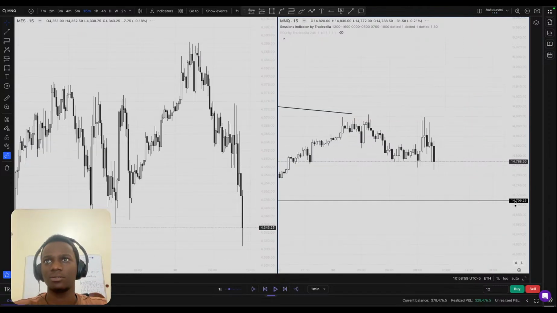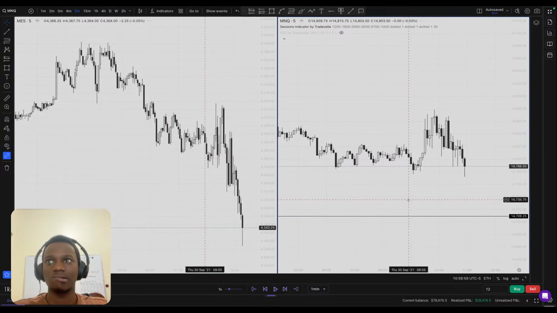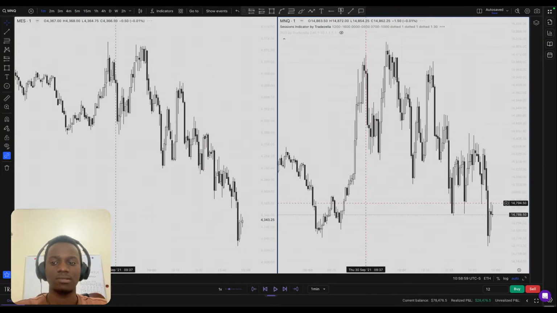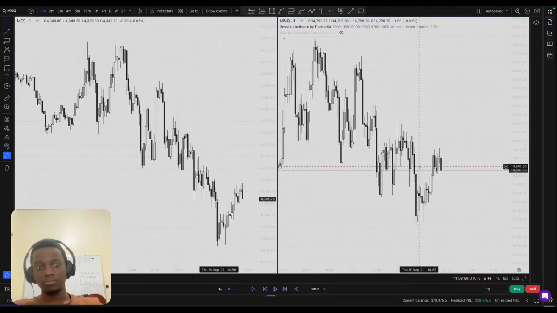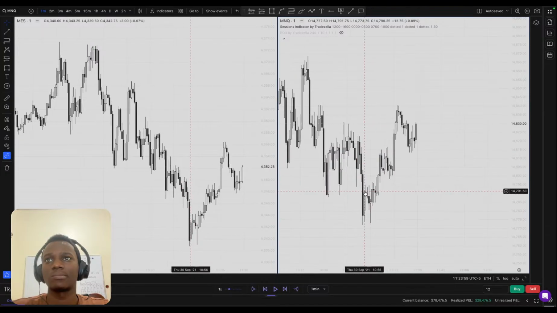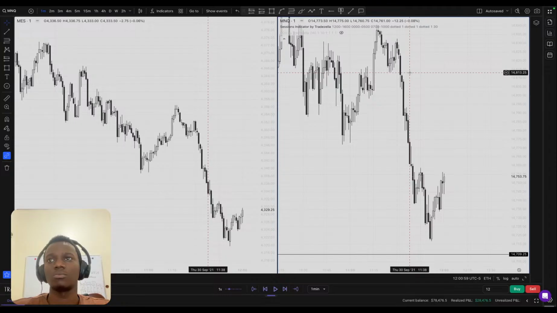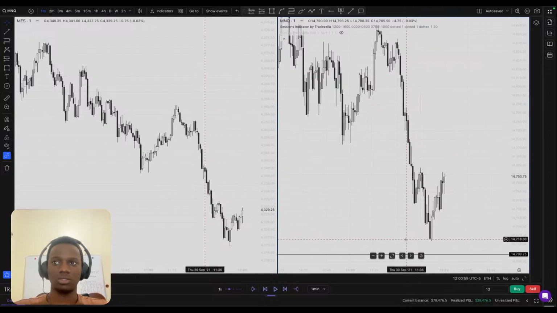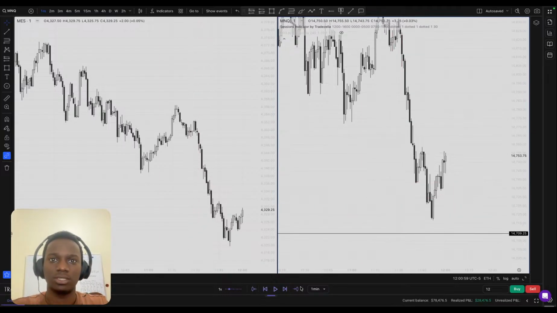I still think price will drop all the way to these lows here. Yeah, maybe let's just wait for the AM session to end. So it was close to the sell side liquidity here, but anyways, let's push it on to the next day and see where it goes.